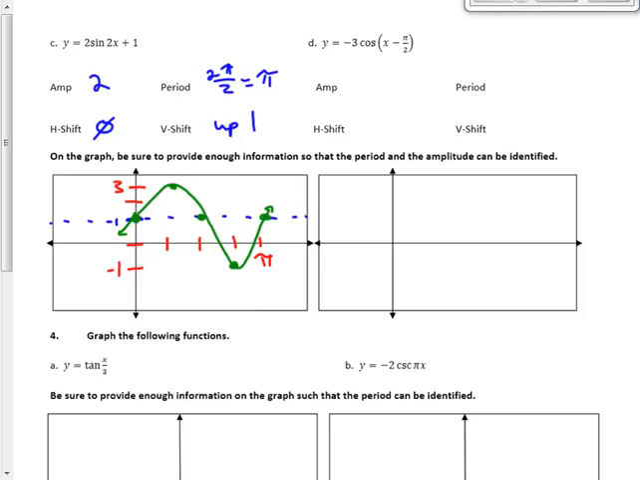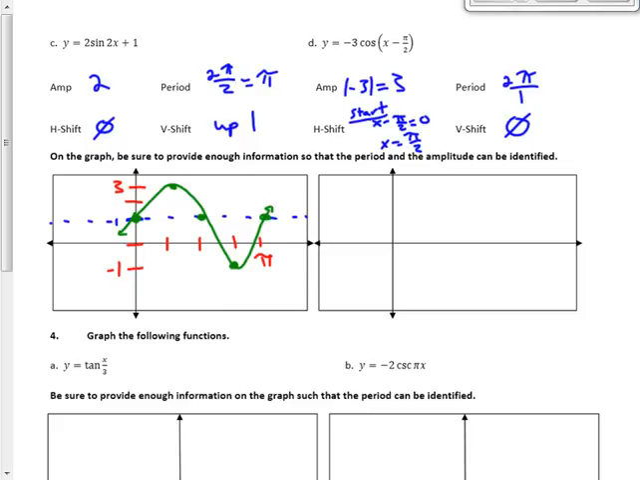Part D, we have a cosine graph. The amplitude is absolute value of -3, which is 3. The period is 2 pi divided by 1. The horizontal shift, I have one in this one. The vertical shift, I don't. So again, the easiest way, I think, is to find a starting point and an ending point. The starting point, I'm going to set this equal to 0, and I'm going to add pi over 2 to both sides. So I start at x equals pi over 2.